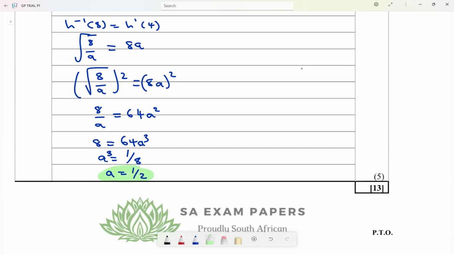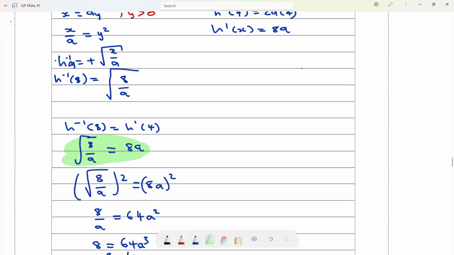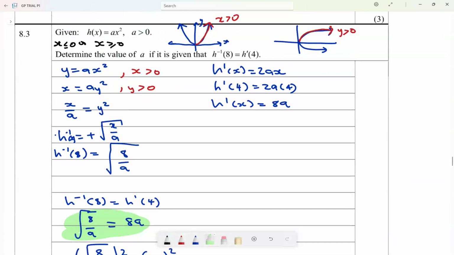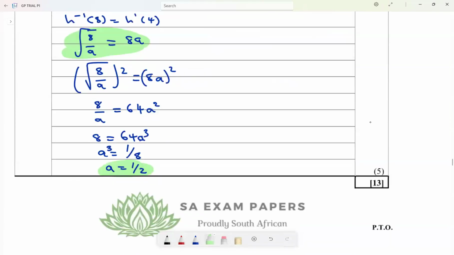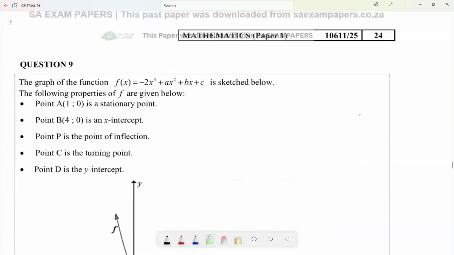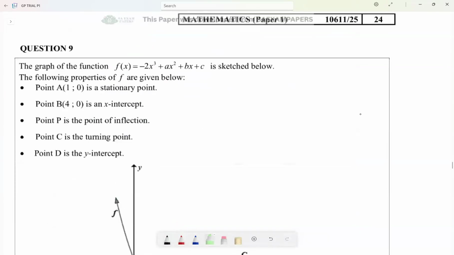So this question was not that bad, guys. This question was not that bad at all. It just wanted you to relax. You just needed to do what? To relax. Finding this, and then outputting that, and then finding the inverse at 8. So these were the critical things there for you to get your marks. All right. Now let's move to question 9.